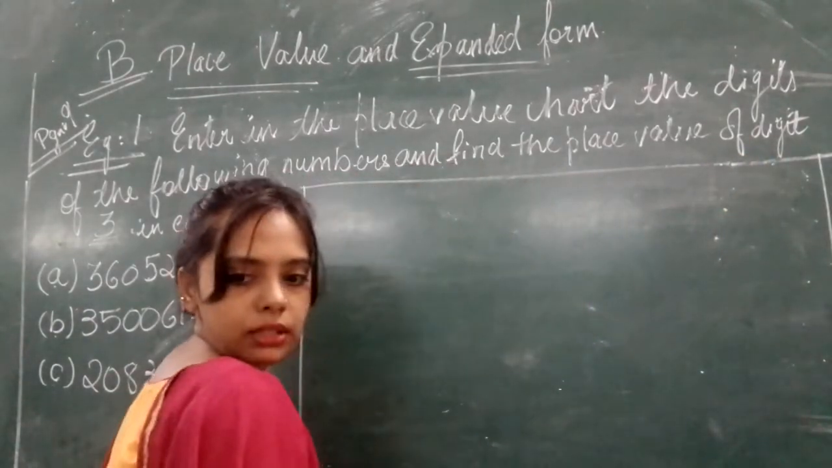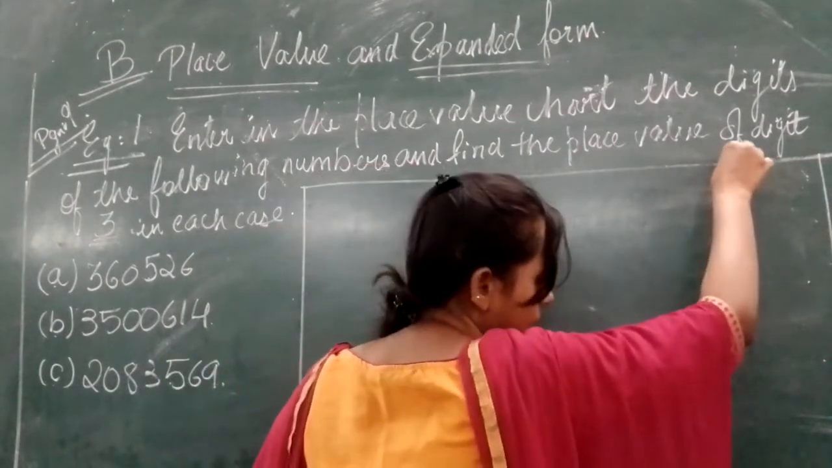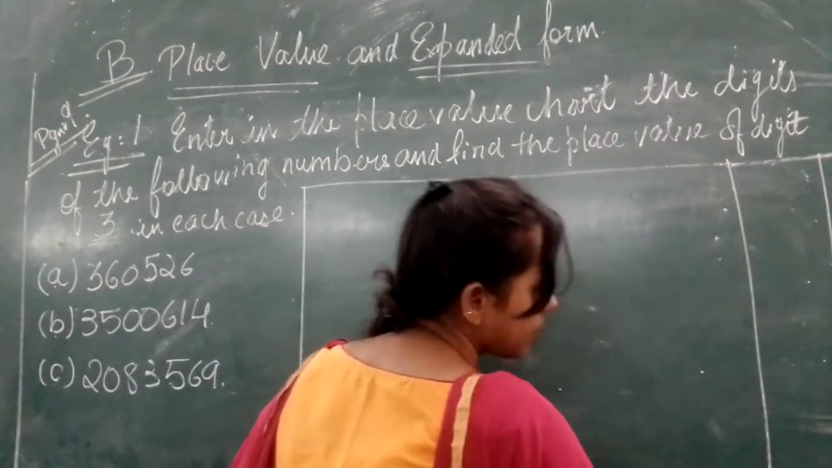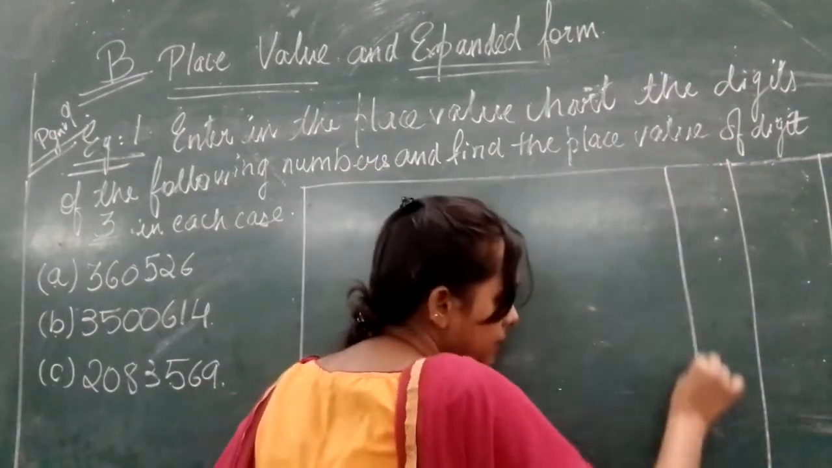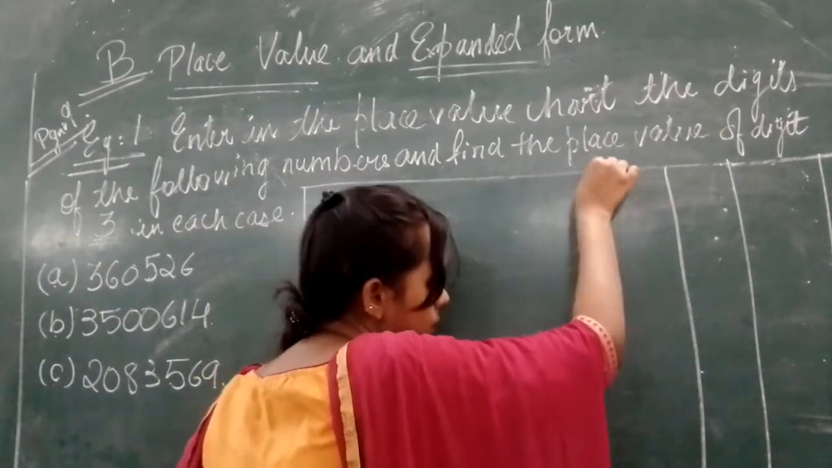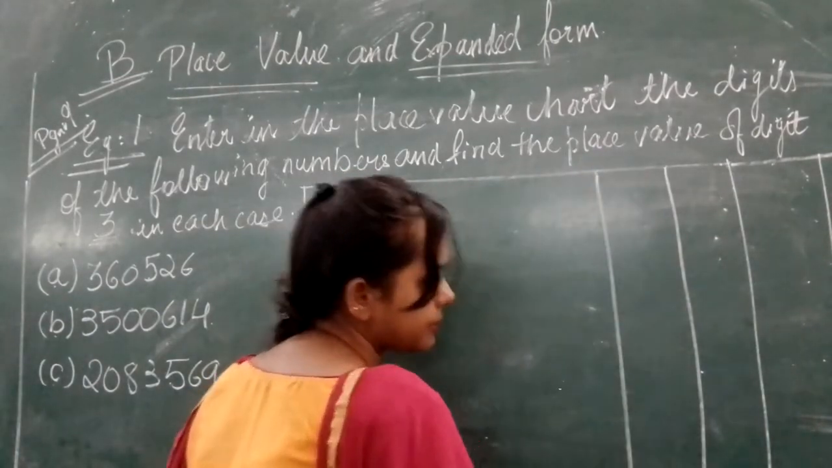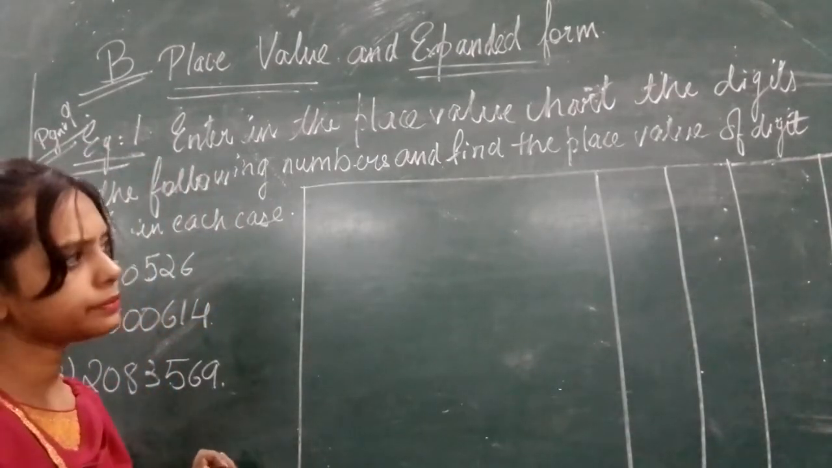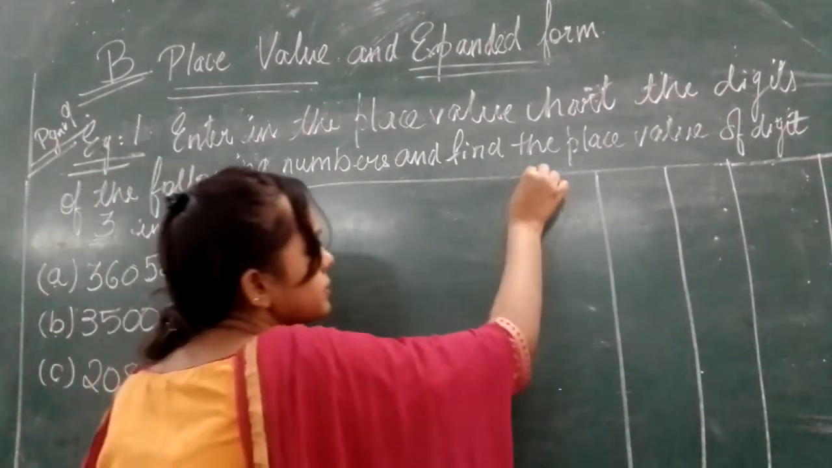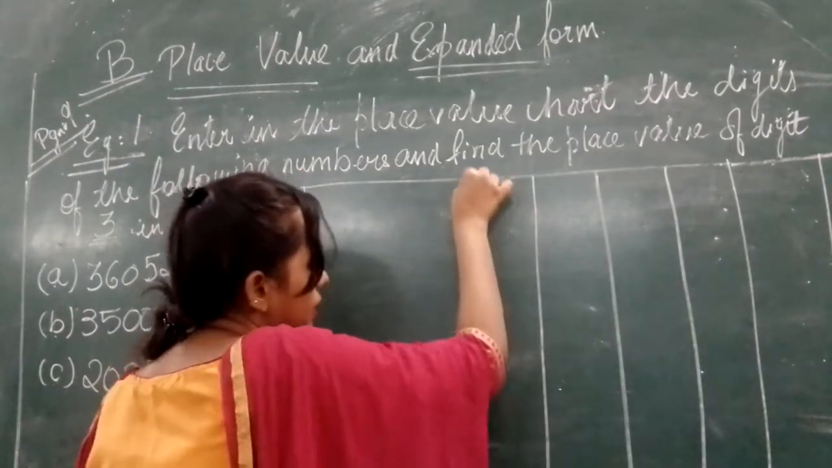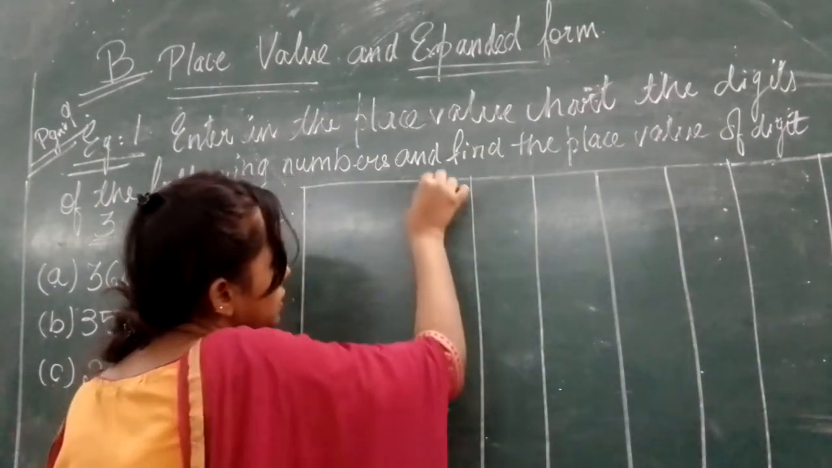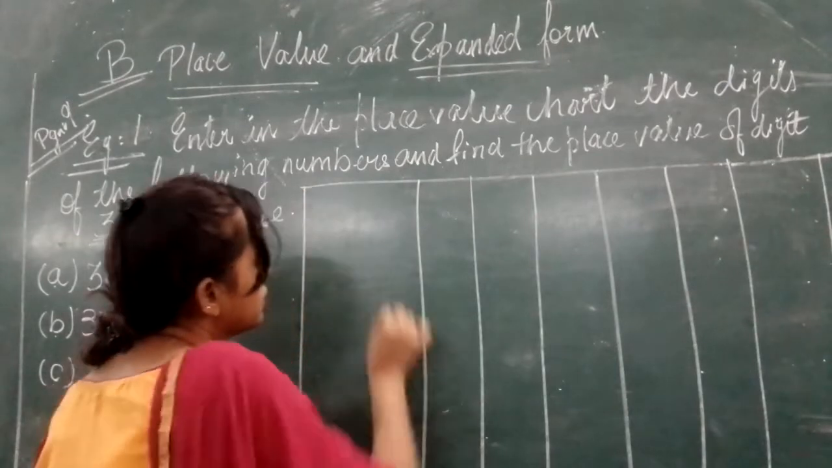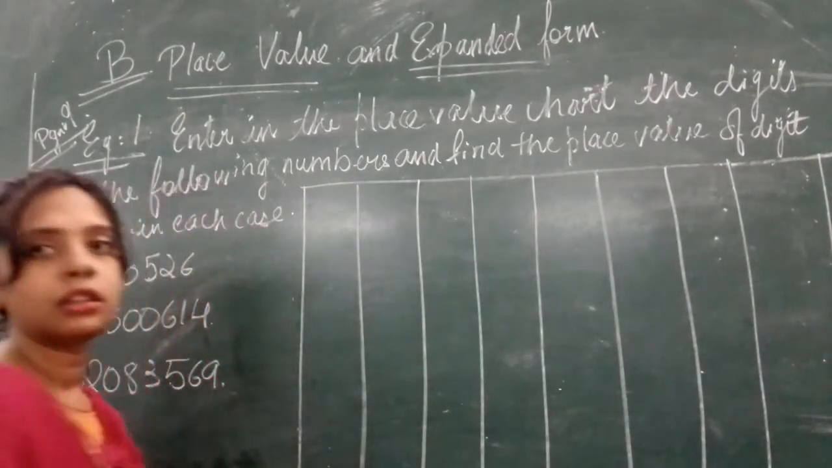Okay, so these are the ones. Then you have the tens. Then you have the hundreds. Yes? Then what you have next is thousands, 10,000, lakh, 10 lakh and crores.